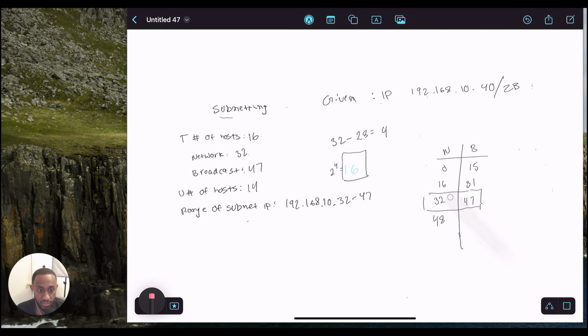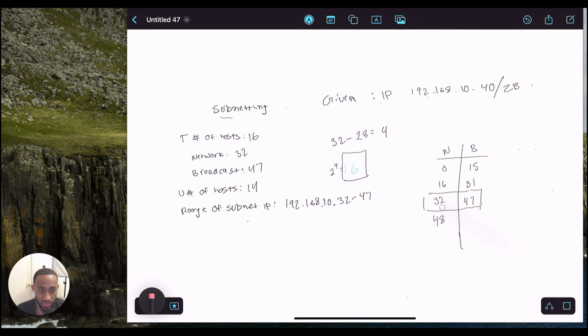0, 16, 32, 48. And on this side, all you have to do is this number minus 1, you would put it here. This number minus 1, you would put it here. This number minus 1, you would put it here, right? And that's how you create this sort of T-chart, which gives you the network and broadcast address ranges. And then you just got to look at that last octet here. Once you look at this last octet and see where it falls within this range, which is this one, then that's going to be your range of the subnet.